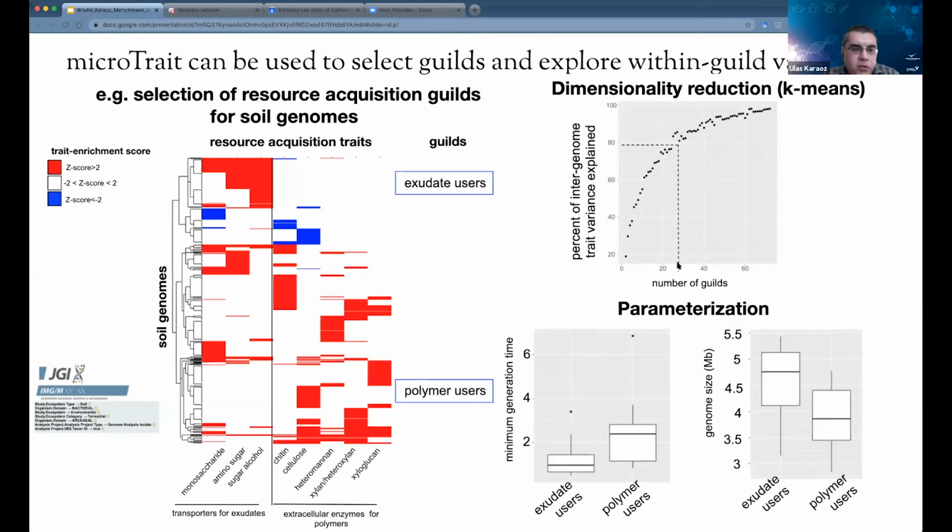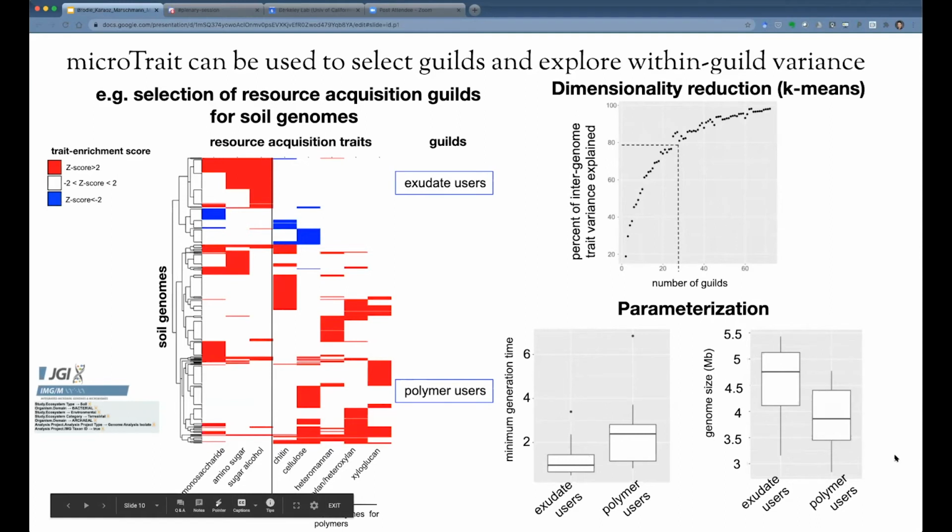But that's up to you really, how you want to parse out this data given this tool. So once you have the guild, before going into the modeling, we can parameterize each of these guilds with the kinetic parameter through the minimum genome predicted minimum generation time. So you see that there's a difference in the minimum generation time given this data set and in the genome sizes, which become parameters that are to be used by the trait-based model.